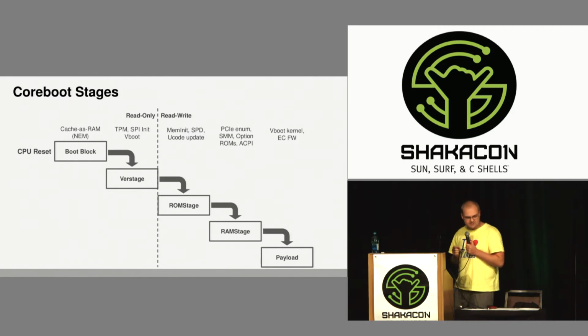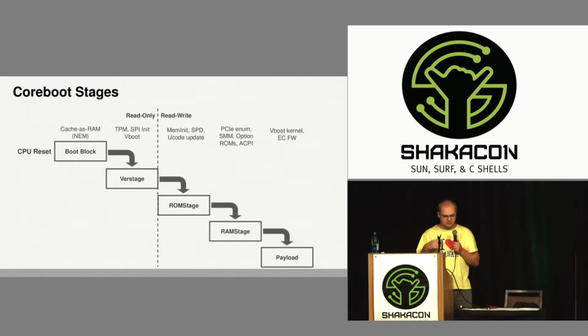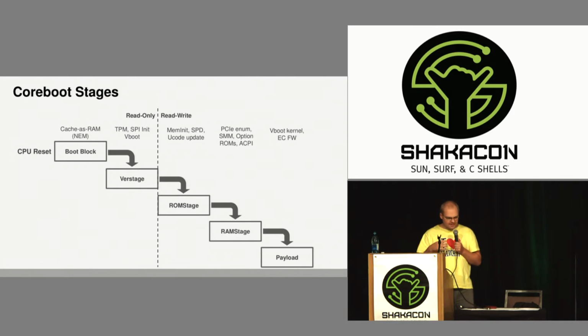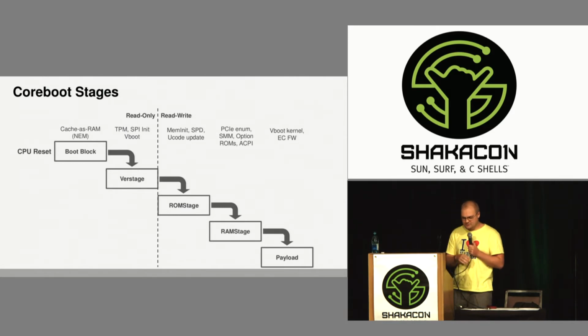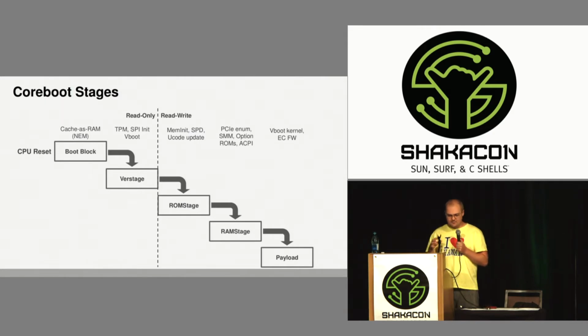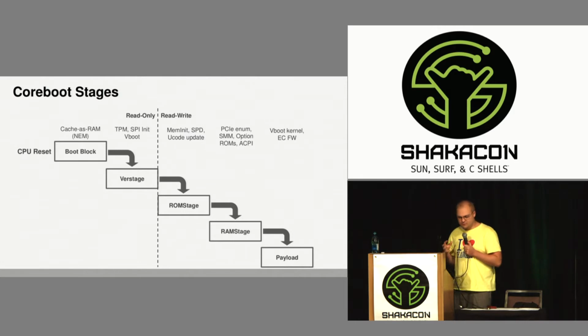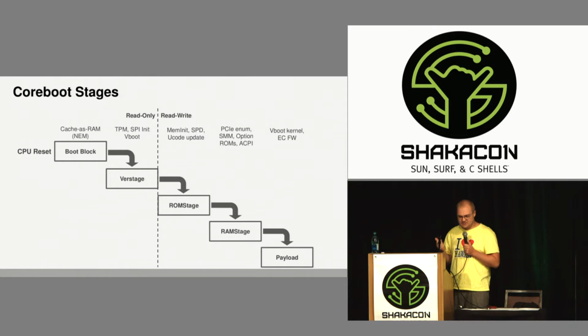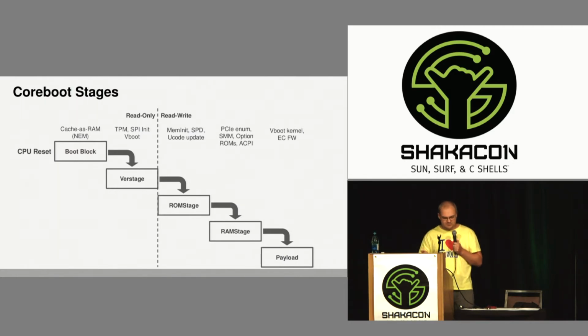The ROM stage is basically training the memory, including SPD, loading the microcode, preparing the system to run the firmware from the main memory. Then it verifies the RAM stage and switches execution to the RAM stage. The RAM stage basically runs the main initialization flow for the platform. So it does enumeration of the PCIe interfaces. It does the SMM initialization, including setting SMM locks, option ROMs, ACPI tables, and so on.